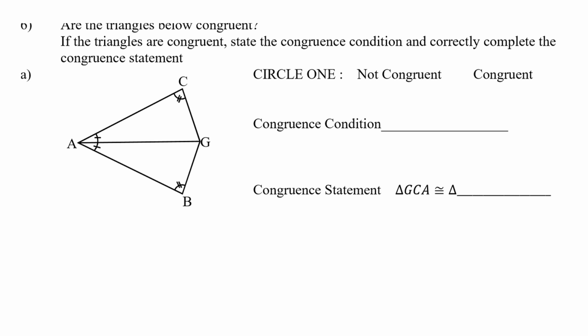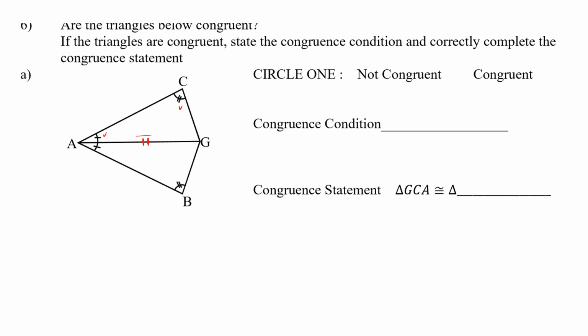Are the triangles below congruent? If they are congruent, state the congruence condition and correctly complete the congruent statement. So if I just think about these two triangles for a bit, one of the things that I can add here is, because AG is a side that they both share, I can say that AG is congruent to itself by the reflexive property. So if I'm taking a look at it, I can go from this angle with 1 tick mark to the angle with 2 tick marks, and then to this one side that they share.